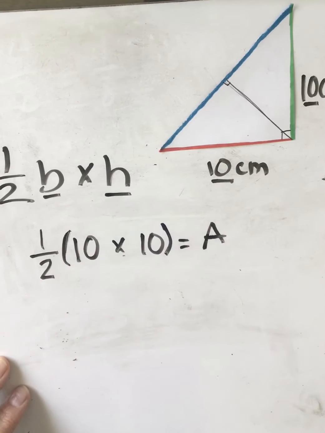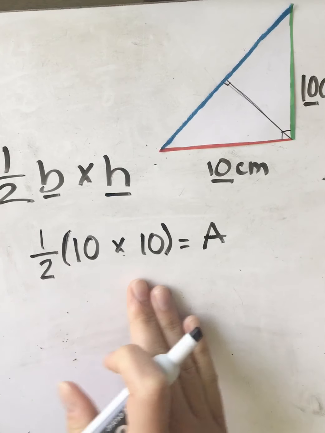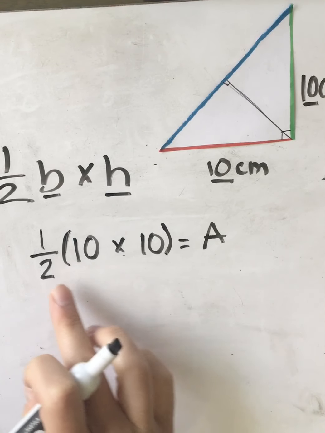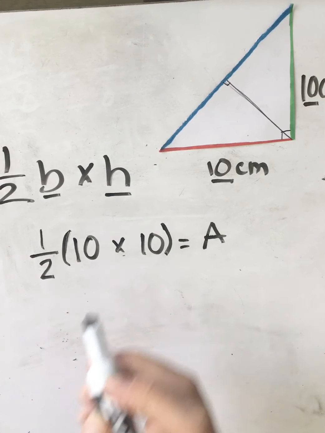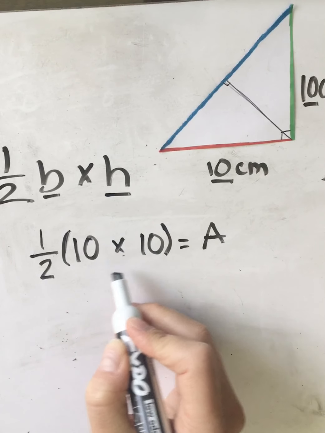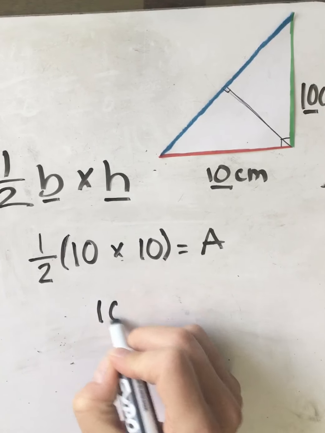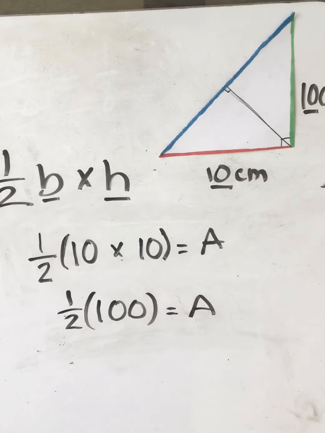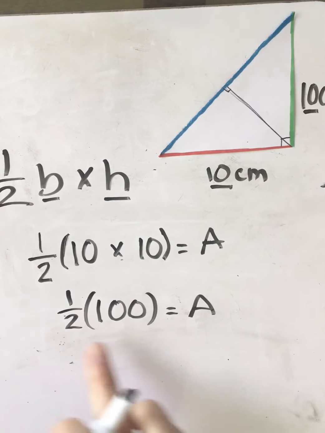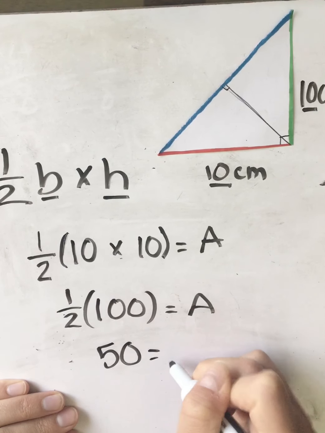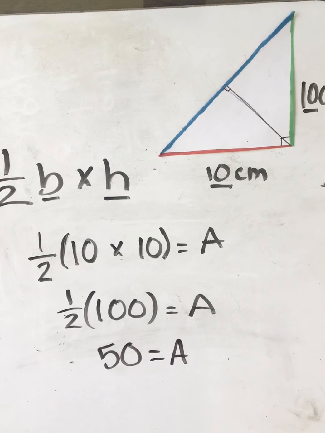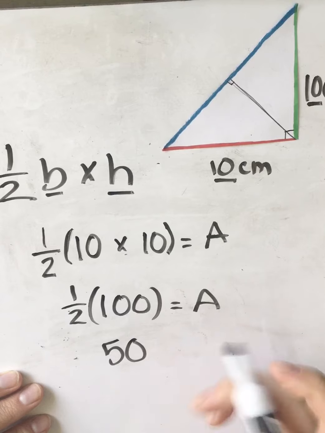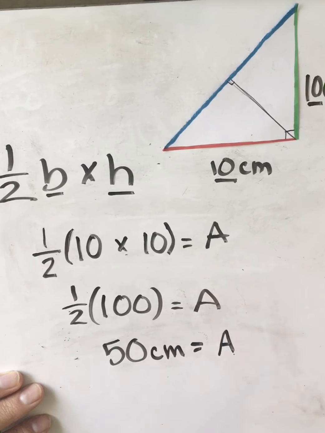Well, I can solve either part of this at the beginning because we know that with multiplication problems, we can solve it in any order. So I'm going to go ahead and just solve the interior part first. 10 times 10 I know is 100. And now I just need to find half of 100 to find the area of my triangle. Well, 1/2 of 100 is 50, and so I get an answer of 50 for my area. So the area of my triangle is 50, and I'm going to write it 50 centimeters to be precise.